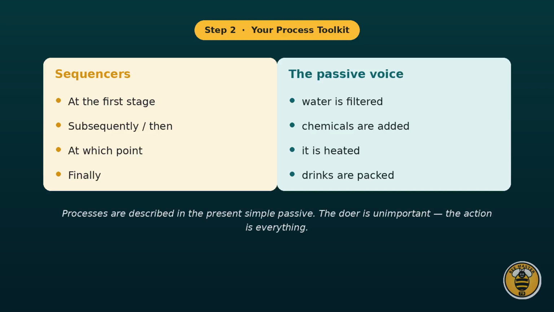2 language tools carry a process answer. First, sequences to order the stages: at the first stage, subsequently, at which point, and finally. Second, the present simple passive because the doer does not matter. Water is filtered, chemicals are added, it is heated, drinks are packed. Use these and your description flows naturally from one stage to the next.